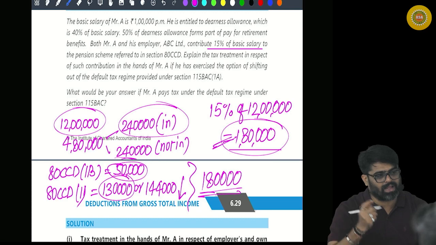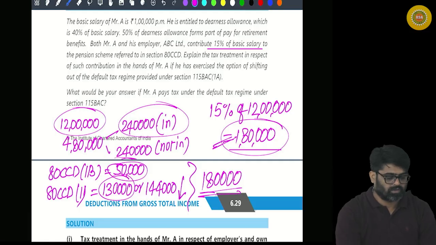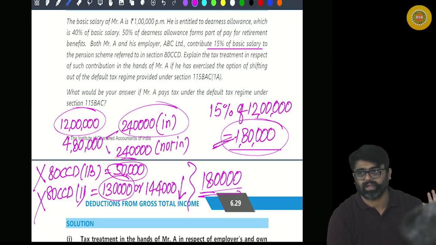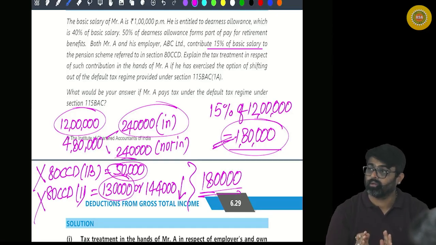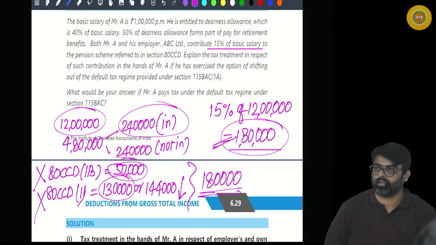What would be your answer if you pay tax under default tax regime? Will this be allowed? CCD 1B? No. CCD 1? No. So what will be your total deduction? Nil. Getting my point? But if you don't follow 115 BAC, then you can claim both, and total will be 1 lakh 80. Yes or no?